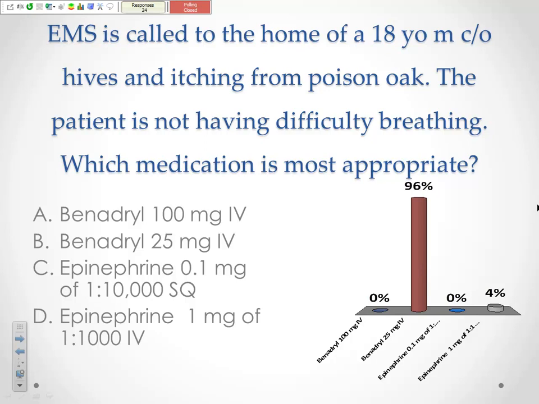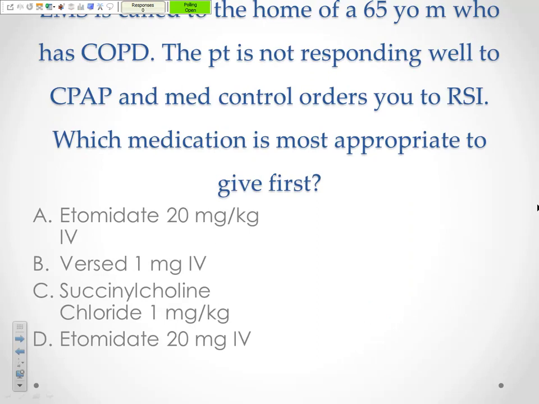Thank you. All right, you are called to the home of a 65-year-old male who has COPD. He's not responding well to the CPAP machine, and med control orders you to RSI him. Which medication is most appropriate to give first? Your patient is responsive, so you have to sedate him first, right? As you hint, he has COPD.